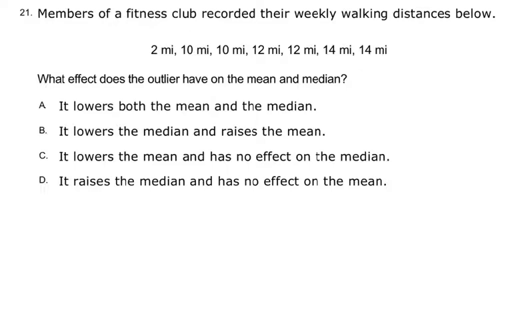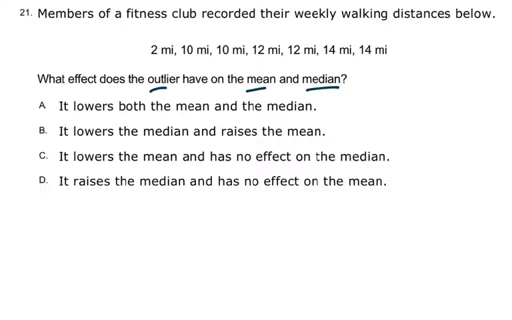This example is talking about members of a fitness club who recorded their weekly walking distances. And it's asking you, what effect does the outlier have on the mean and the median? All right, so before we get started, let's review our vocabulary. It's very important that you understand what these words mean if you want to be successful in answering the questions.